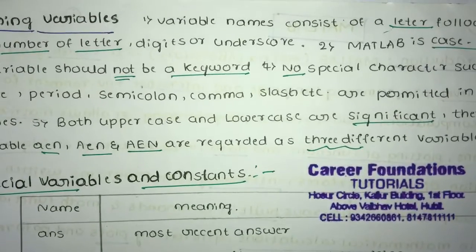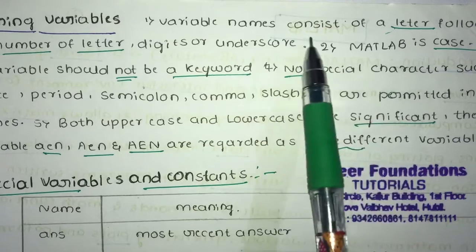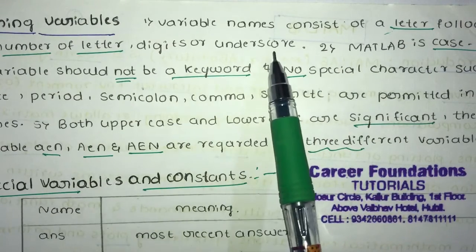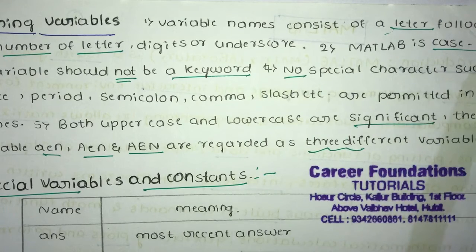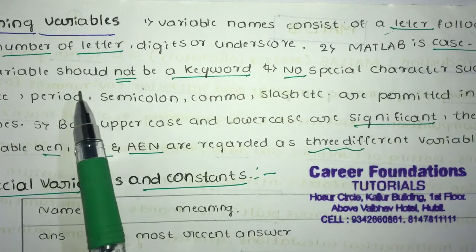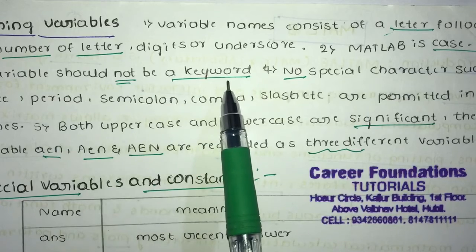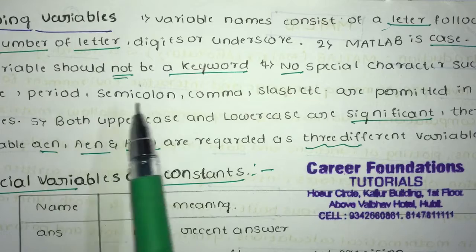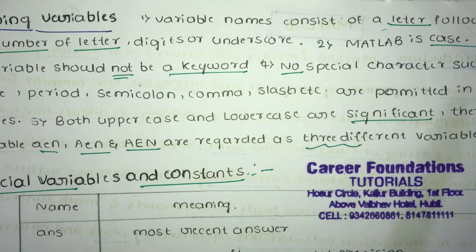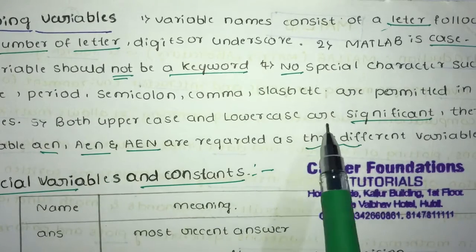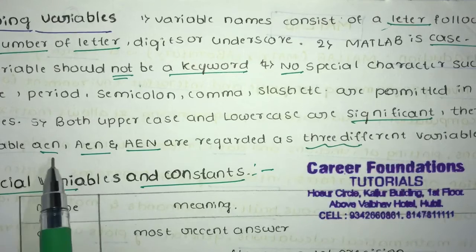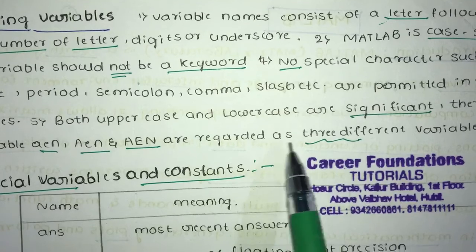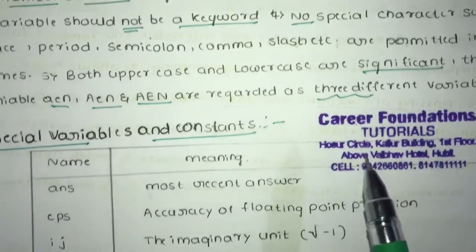Naming the variables. Variable names consist of a letter followed by any number of letters, digits, or underscores. MATLAB is, as you know, case sensitive, similar to C programming. The variable should not be a keyword or a reserved word, and no special characters such as blank space, period, semicolon, comma, or slash should be there. Both uppercase and lowercase are significant, therefore these three appear to be different variables because it is case sensitive.